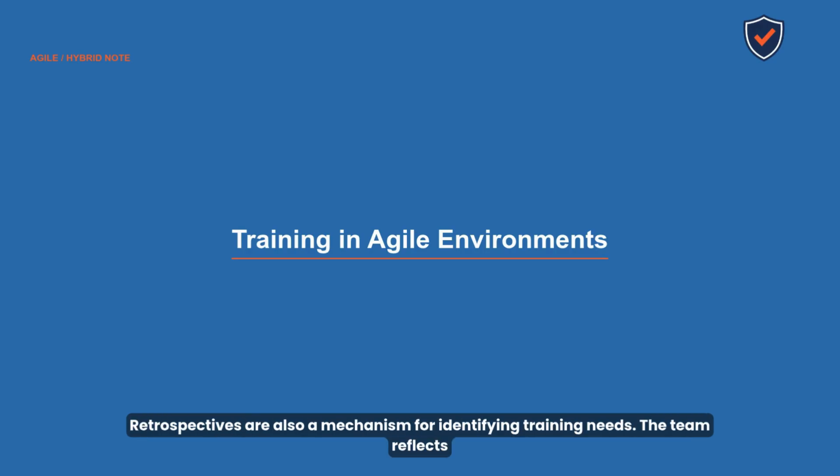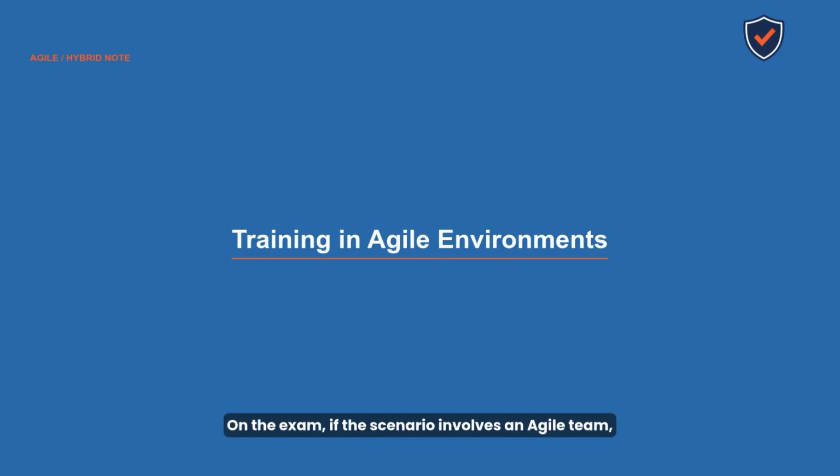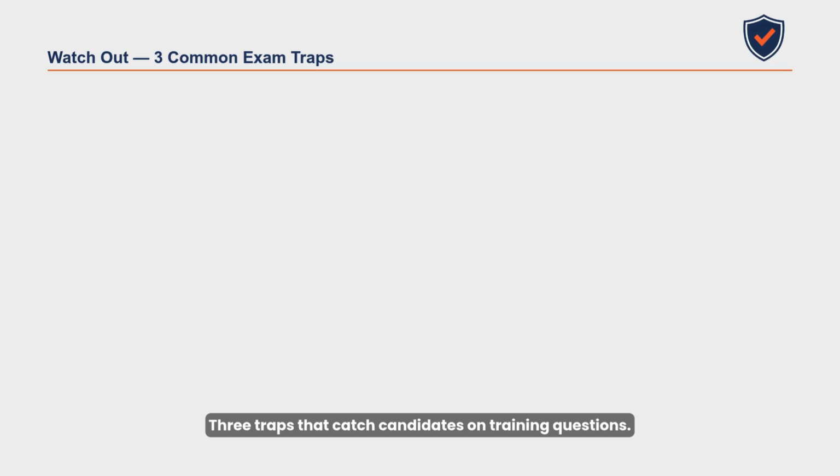Retrospectives are also a mechanism for identifying training needs. The team reflects on what skills are missing and how to address them together. On the exam, if the scenario involves an Agile team, favor internal learning and collaboration over sending someone to a formal course. 3 traps that catch candidates on training questions.